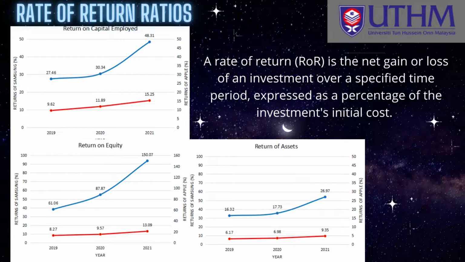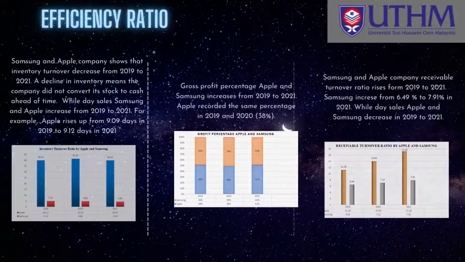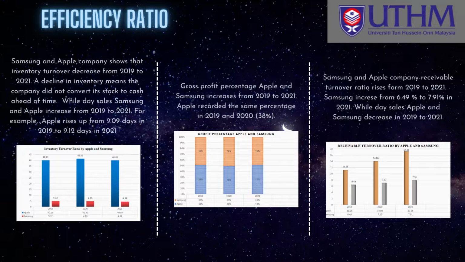from 2019 until 2021. Samsung and Apple Company show that inventory turnover decreased from 2019 to 2021. A decline in inventory turnover means the company did not convert its stock to cash ahead of time, while day sales of Samsung and Apple increased from 2019 to 2021. For example, Apple rises from 9.09 days in 2019 to 9.12 days in 2021. Gross profit percentage of Apple and Samsung increased from 2019 to 2021. Apple recorded the same percentage in 2019 and 2020, 38%.